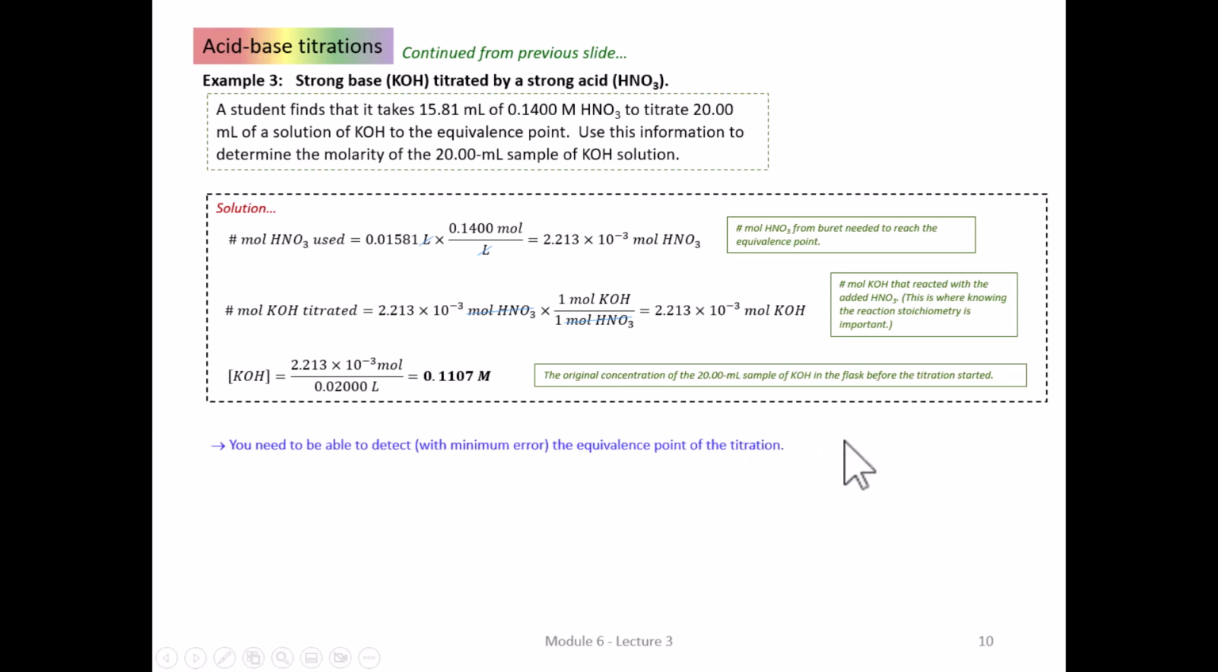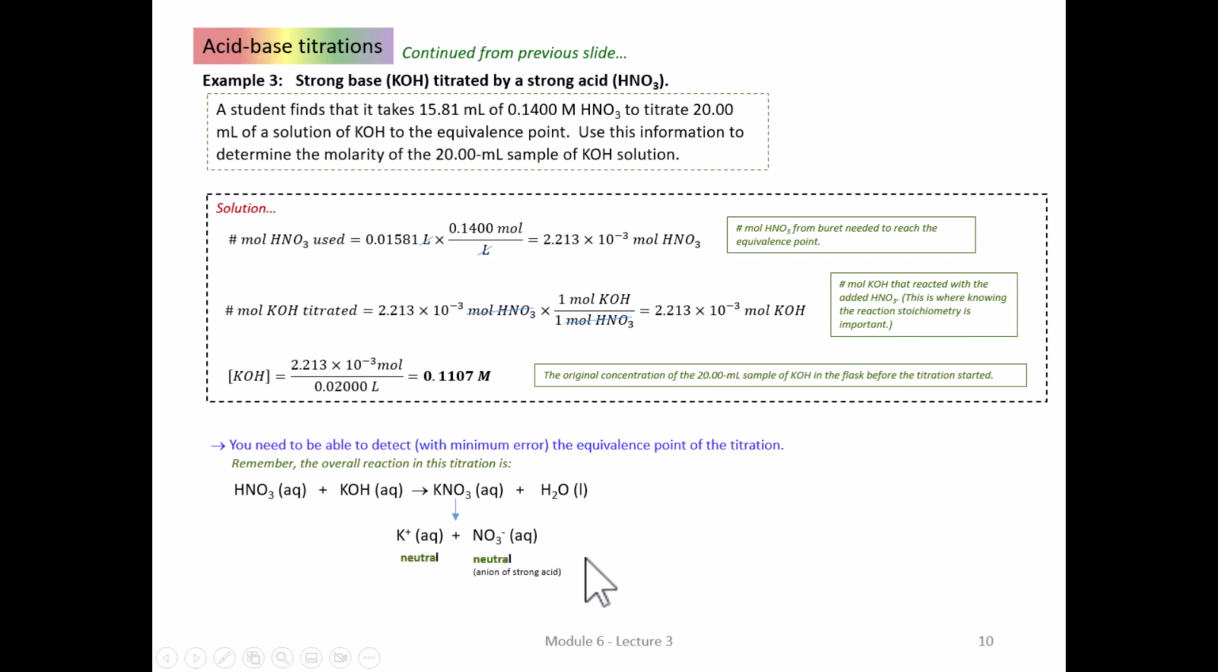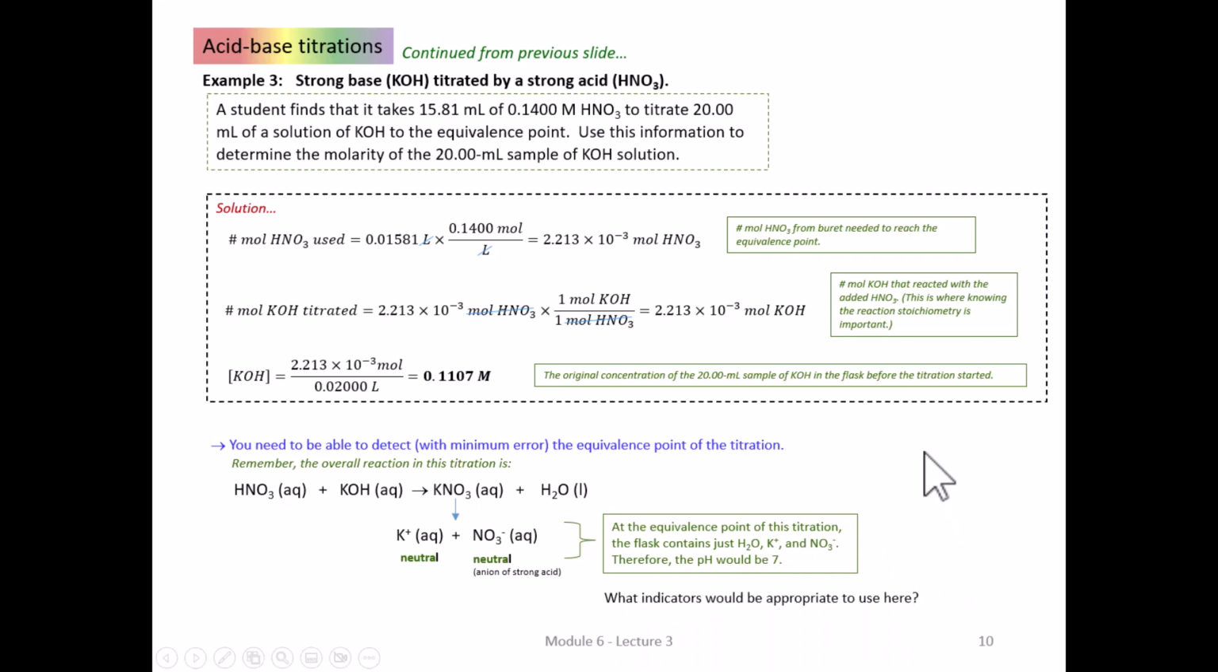And as before, we need to be able to detect the equivalence point. So we need to know what the pH would probably be at that equivalence point. If we write the reaction once again, and remember that potassium nitrate in solution would exist as potassium ions and nitrate ions, both of which are neutral in water, we realize that the pH would be 7 because we'd have 2 neutral ions as products plus just water. So what indicators would be appropriate to use here?